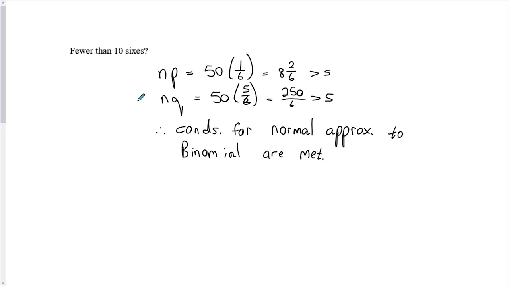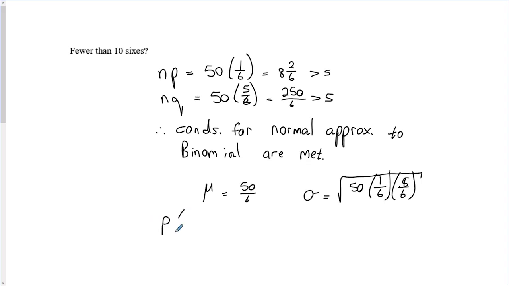All right. Next up, we need to now have a look. np, 50 over 6 is our mean. Right? And our standard deviation is going to be the square root of n times p times q. It's actually going to be 50 times 1/6 times 5/6, square root. Okay, right. Now we are asking for the probability that x is less than 10.